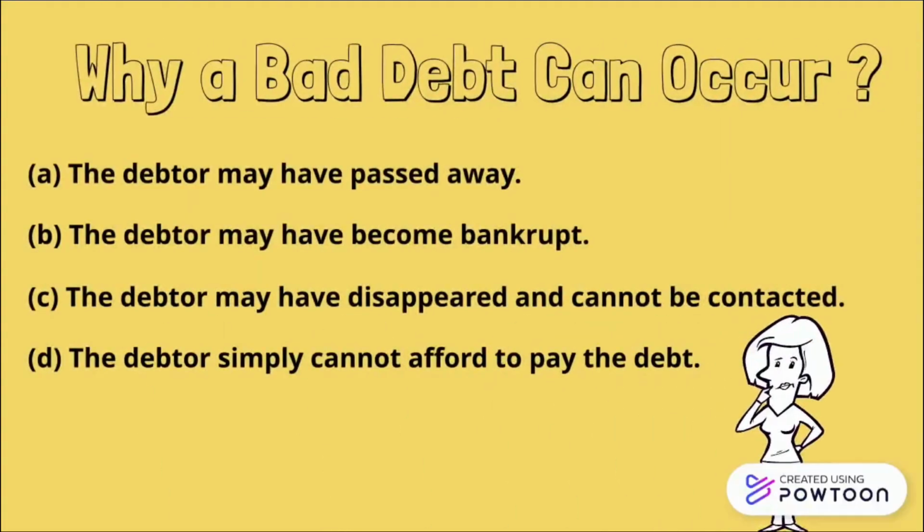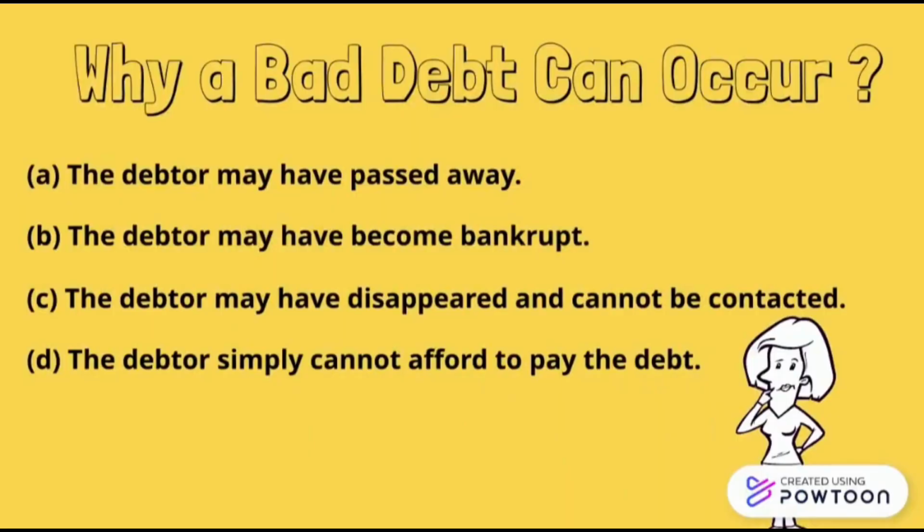So why can bad debt occur? The first reason is the debtor may have passed away, and the second reason is the debtor may have become bankrupt. The third one is the debtor may have disappeared and cannot be contacted. And the fourth is the debtor simply cannot afford to pay the debt.